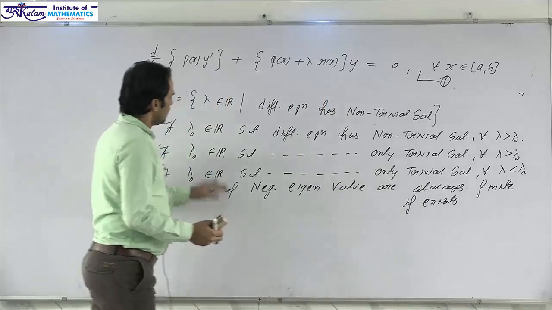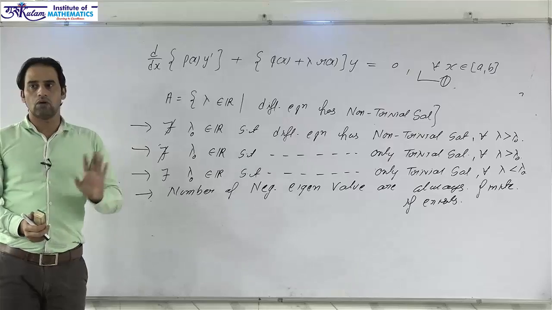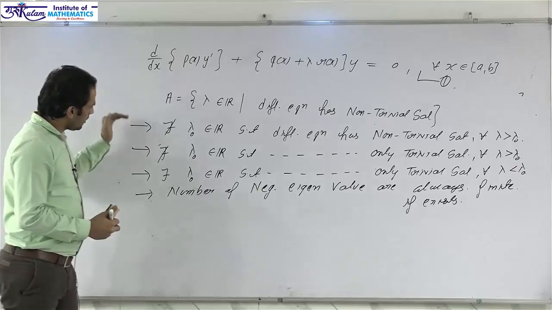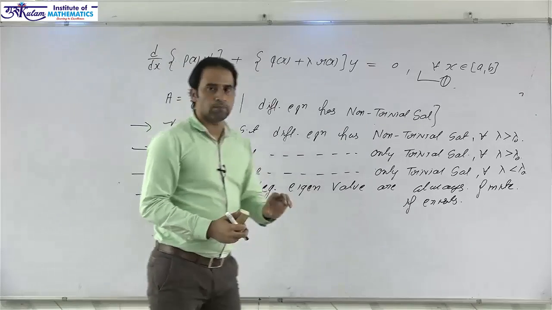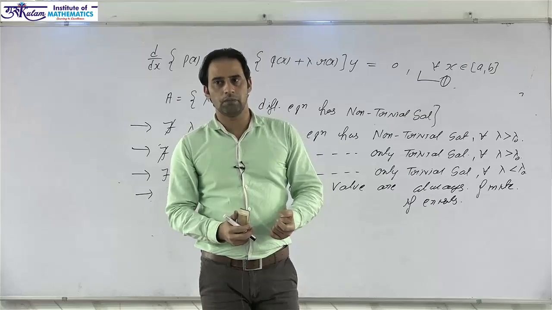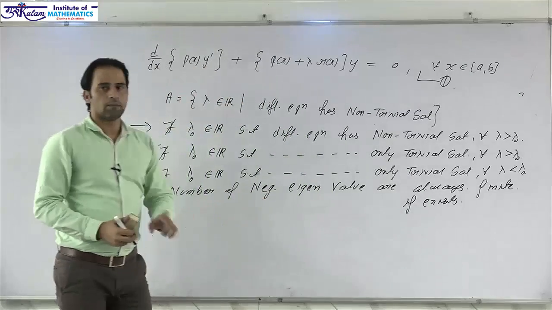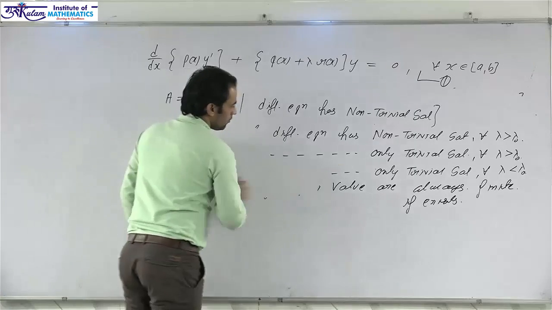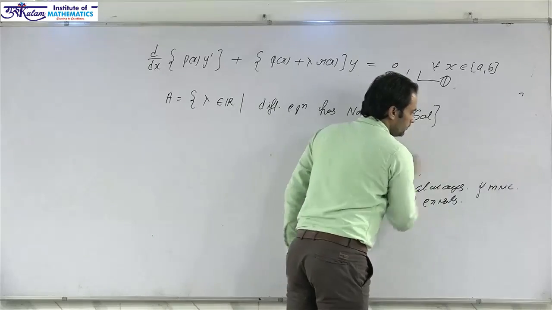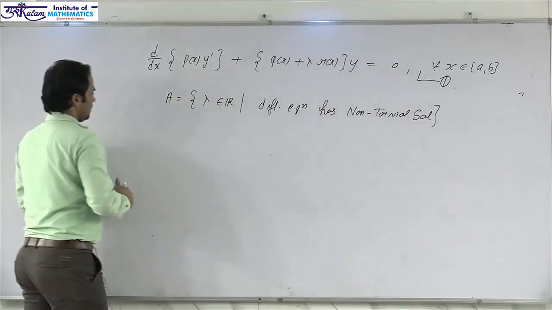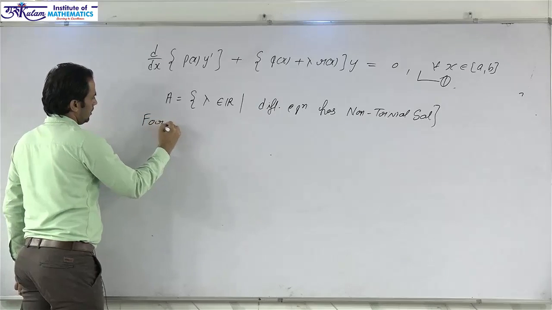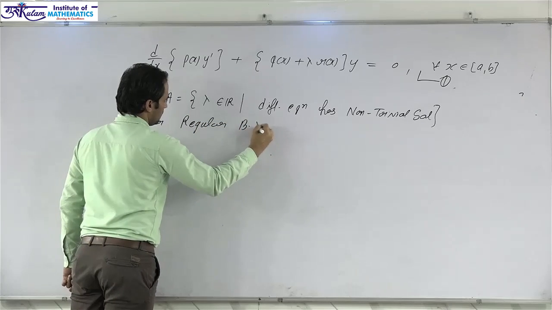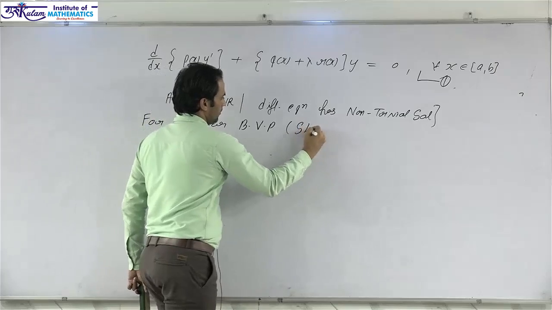So these are all the properties of a regular or periodic boundary value problem. Further, we will go for the main properties of the regular boundary value problem, and then we will discuss the properties of the periodic boundary value problem. So let's start with the properties of a regular boundary value problem, or Sturm-Liouville problem, SLP.